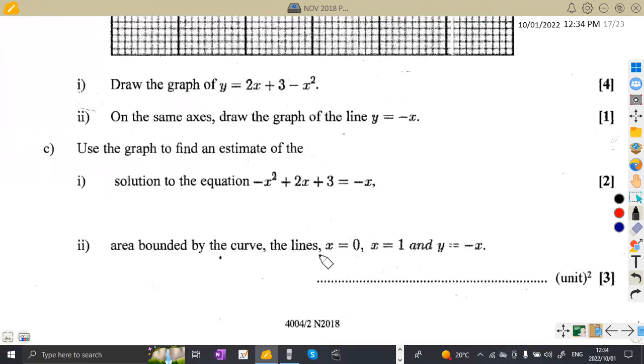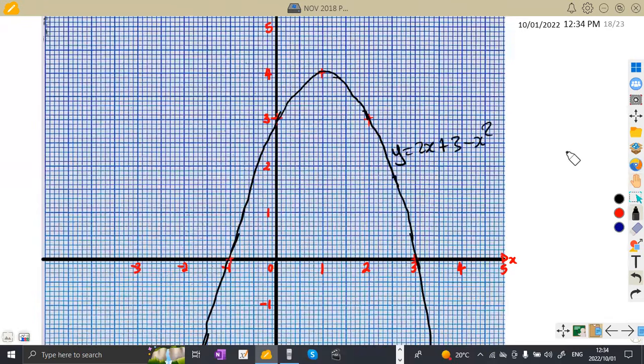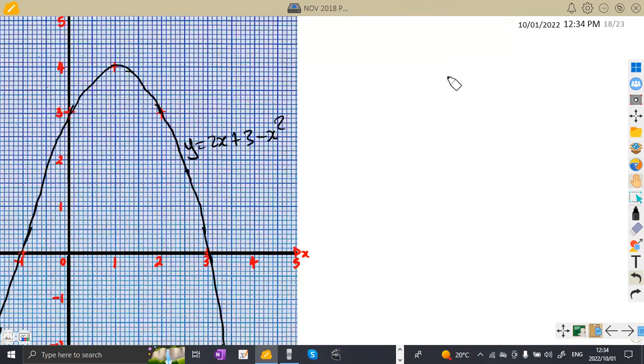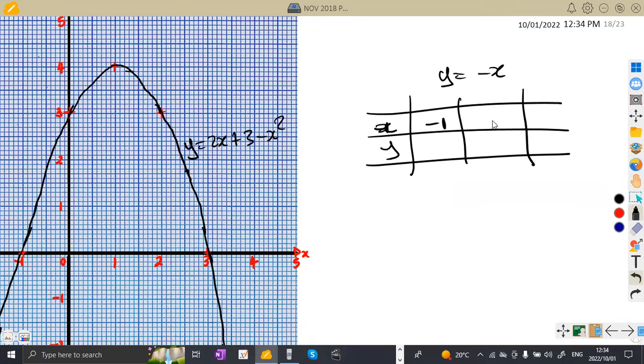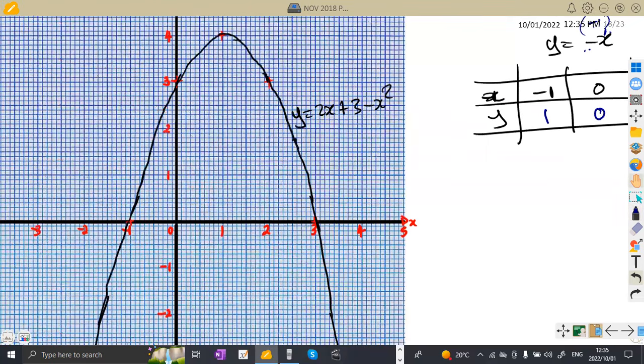And the other part is, on the same axis, draw the line y = -x. So how do I draw the line y = -x? I just need a table of values for this one. So we are simply saying, for the values of x, if x is -1, if x is 0, if x is 1, that's what you can have. So when x is -1, if you substitute -1, minus and minus is a plus, giving 1. 0 does not change. When x is 1, if you substitute 1, it's minus times 1, which is -1.